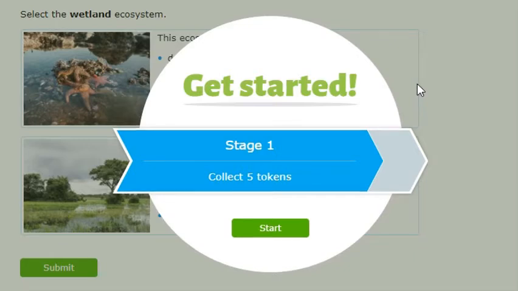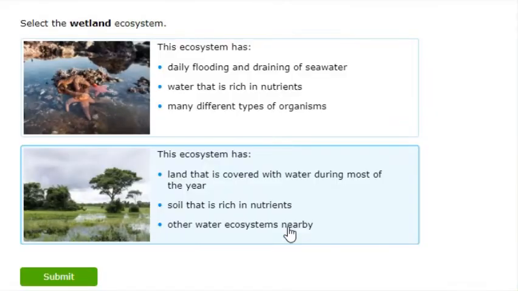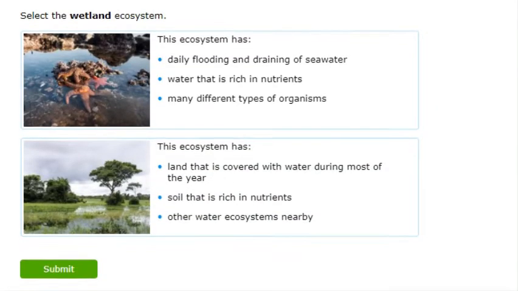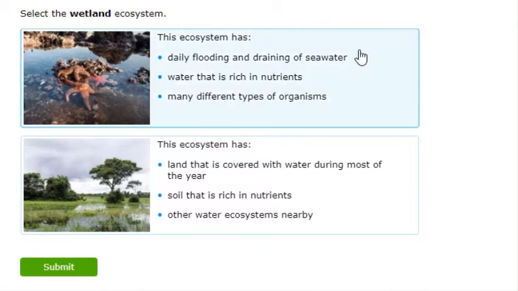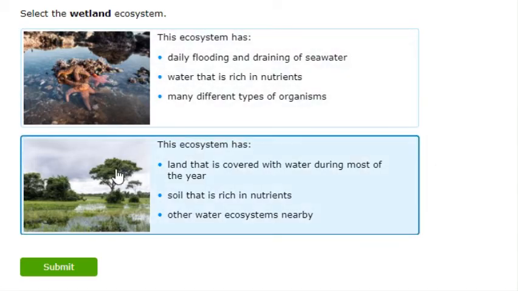Let's use this game to see other different types of ecosystems. Where is the wetland ecosystem? Is it the one that has draining of seawater, or the one that has a land covered with water during most of the year? It's called wetland, so I guess this is the answer.